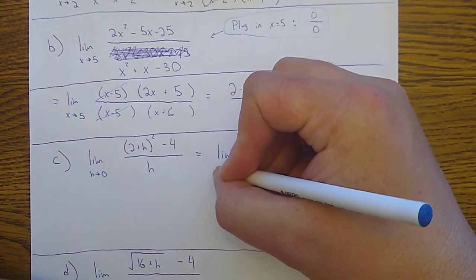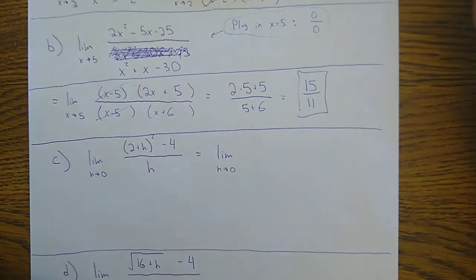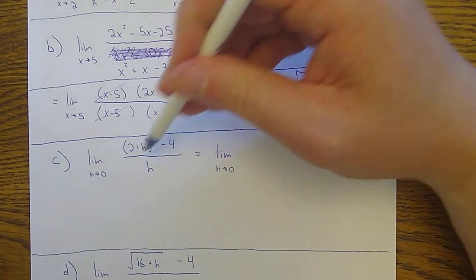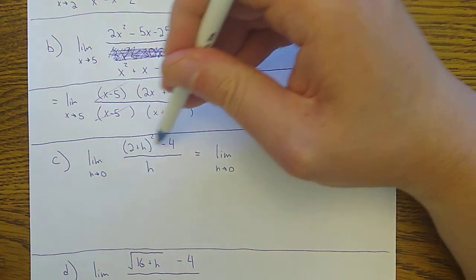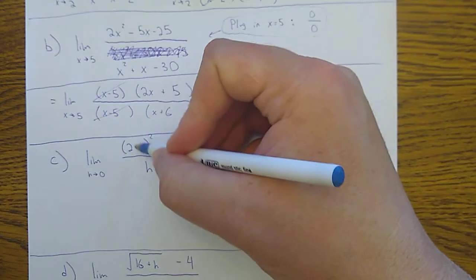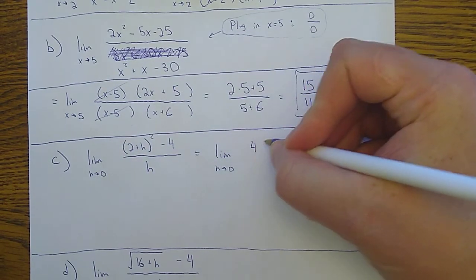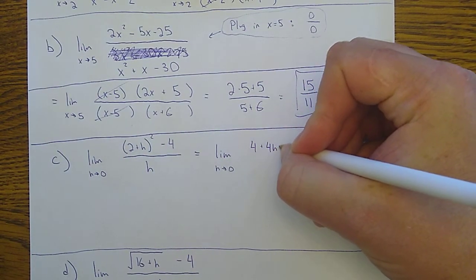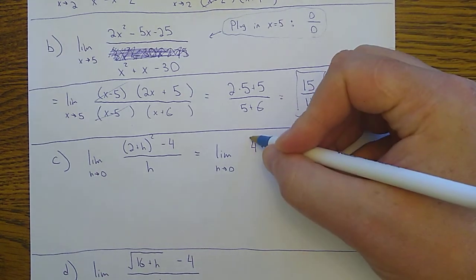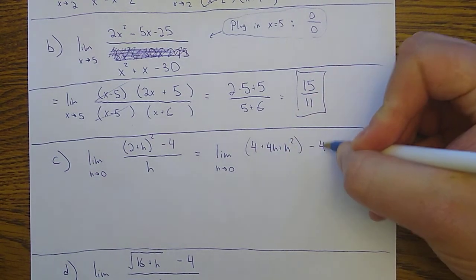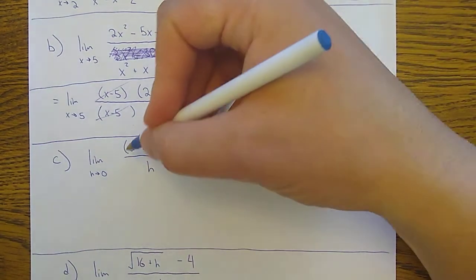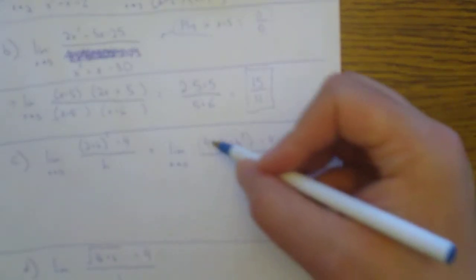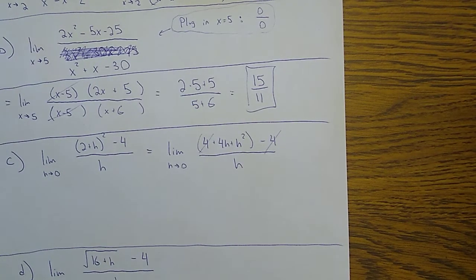For one like this, again, fundamentally, I want to factor and cancel something. Maybe I should simplify the top, because if I square this out, I'm going to get 4 plus 4h plus h squared. So I square that out, and now I see that I can combine some like terms, like I have a 4 and a minus 4.